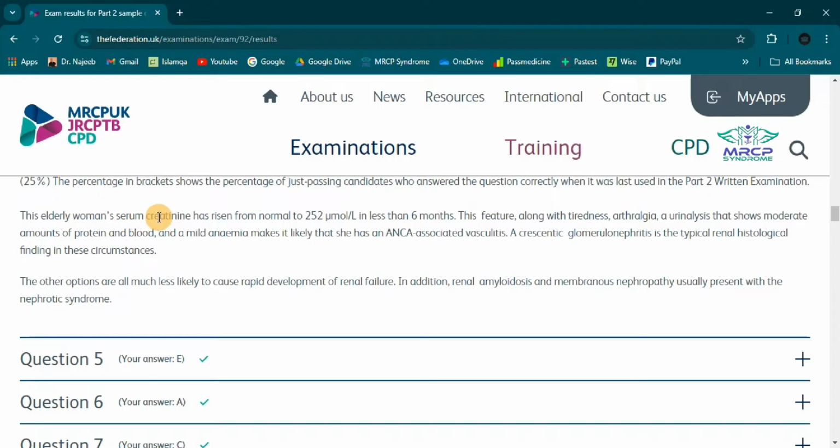This elderly woman's serum creatinine has risen from normal to 252 micromole per liter in less than 6 months. This feature, along with tiredness, arthralgia, urine analysis that shows a moderate amount of protein and blood, and a mild anemia makes it likely that she has an ANCA-associated vasculitis. A crescentic glomerulonephritis is the typical renal histological finding in these circumstances. The other options are all much less likely to cause rapid development of renal failure. In addition, renal amyloidosis and membranous nephropathy usually present with nephrotic syndrome.